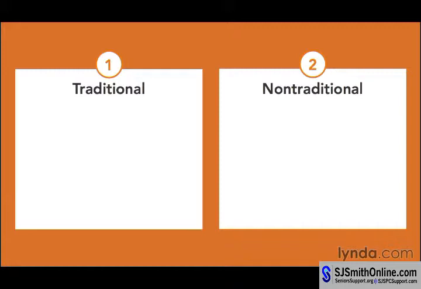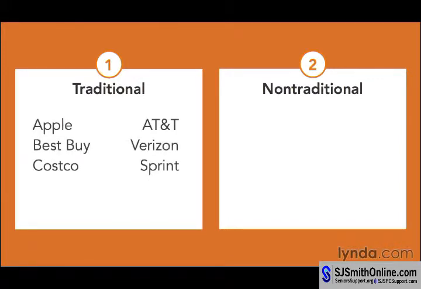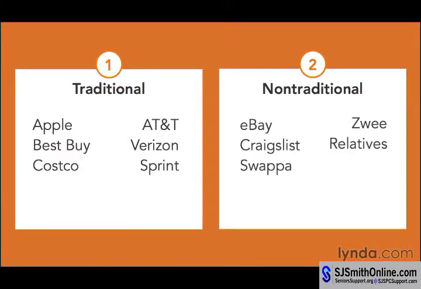Traditional sales channels usually include licensed retailers like Apple, Walmart, Best Buy, and Costco, or service carriers like T-Mobile, Sprint, AT&T, and Verizon. Non-traditional sales channels include secondary market retail establishments as well as online venues like eBay and Craigslist. There are also secondary online markets for used device acquisition like Swappa.com and Zwi.com. Or perhaps a friend or family member has upgraded to a new device and you plan to use the old one.